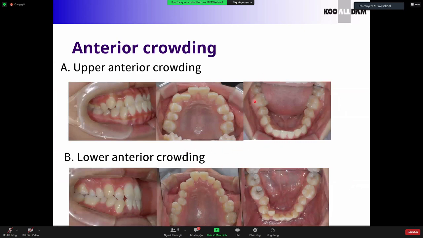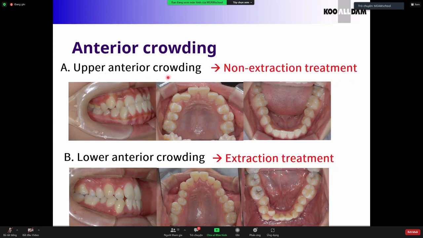This patient, there is no slight crowding in the lower arch. However, you can see the upper anterior crowding. So this means if there is an upper anterior crowding, we can achieve non-extraction treatment. On the other hand, if there is a lower anterior crowding, we need to extract some teeth.